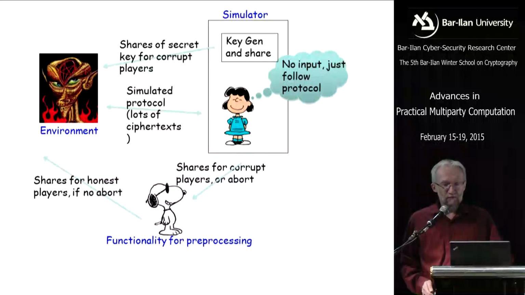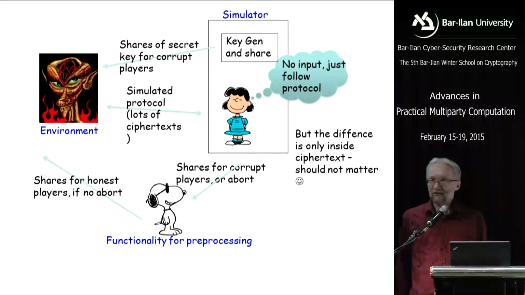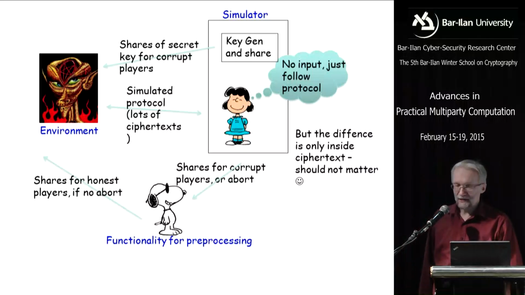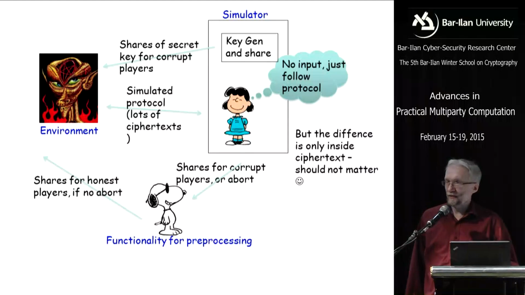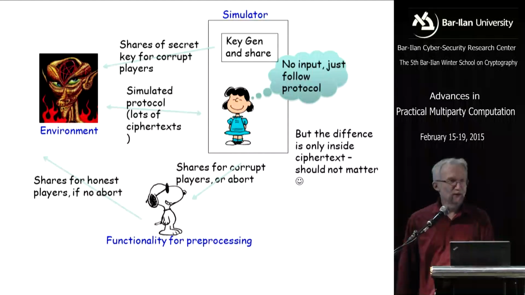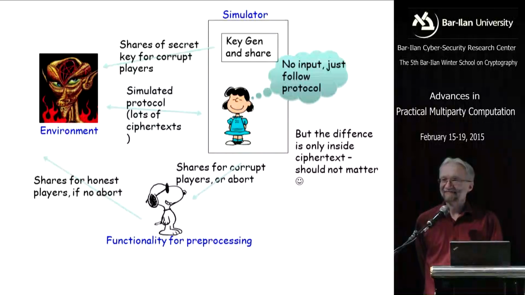Okay, then you say, okay, who cares? The difference is only inside ciphertext, so if we just say CPA security of the encryption scheme, we're fine. We're done. Are we done? No, we're not done. Why are we not done?